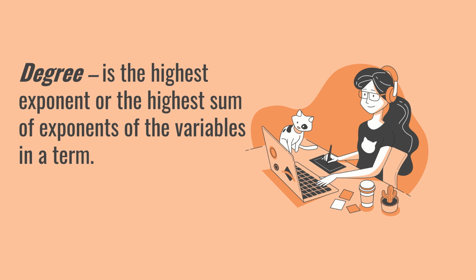So, degree is the highest exponent or the highest sum of exponents of the variable in a term. So, we have here an expression 4x squared plus x plus 2. So, the degree here is 2, meaning the highest exponent or the highest sum of exponent of a variables in a term. So, x squared, siya ang pinaka-highest nga exponent. Kani si x, napo ni siya exponent which is 1. Pero dili na natin siya isulat kay ibig sabihin kaning x na ni siya power nga 1.